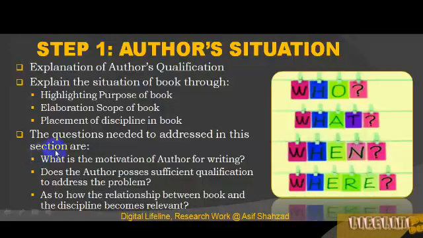Secondly, you have to keep in mind that in this section, which is taking one paragraph, the first paragraph, the following questions must be answered. First of all, what is the motivation of the author for writing? As discussed above, does the author possess sufficient qualification to address the problem, as we discussed in the first point? And how does the relationship between the book and the discipline become relevant? That is about exploring the placement of the book in the discipline. So now we will move on towards step 2.